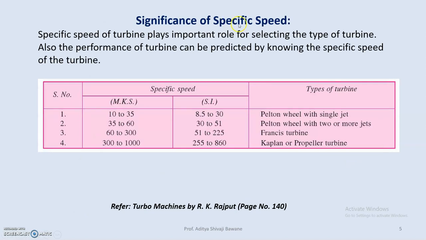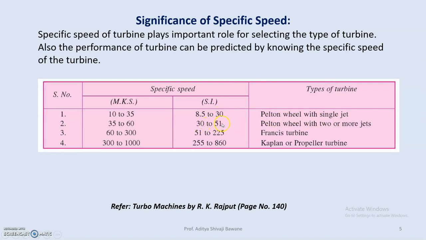Next is the significance of specific speed. Specific speed plays a very important role in determining the type of turbine. It also determines the performance of a particular turbine. If you see this chart, for a specific speed range of 8.5 to 30, we have to use a Pelton wheel with a single jet.